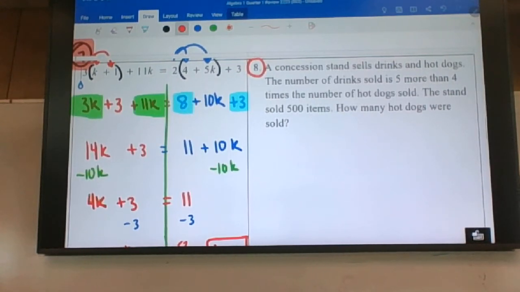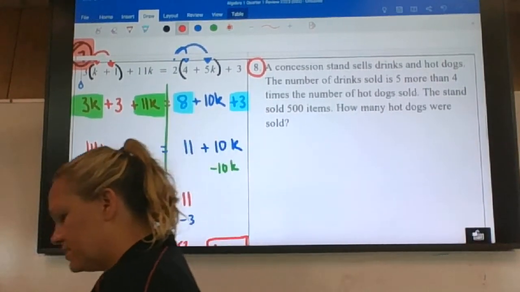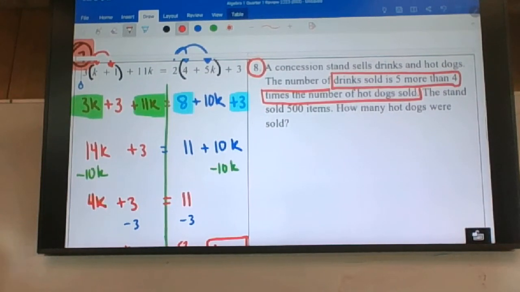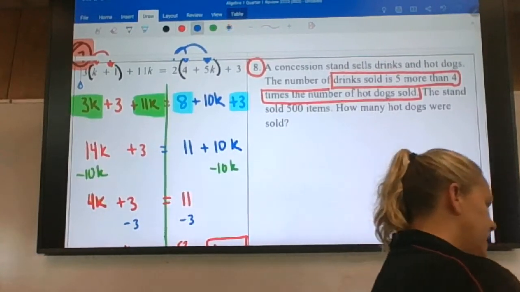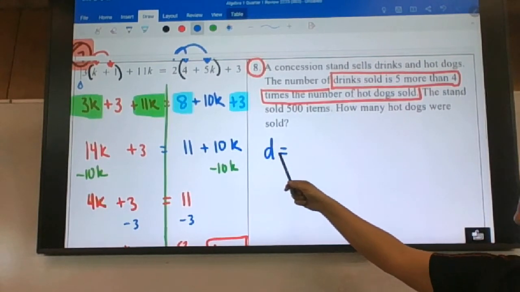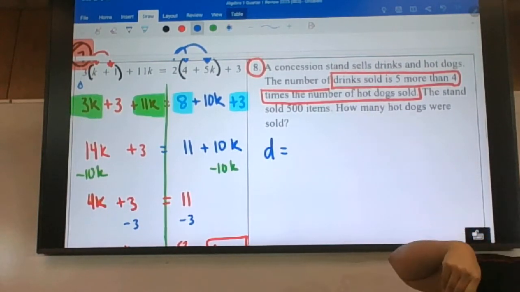A concession stand sells drinks and hot dogs. So what I box is what we can write an equation for. All right, so it says drinks is. So whenever I see is, I put an equal sign.